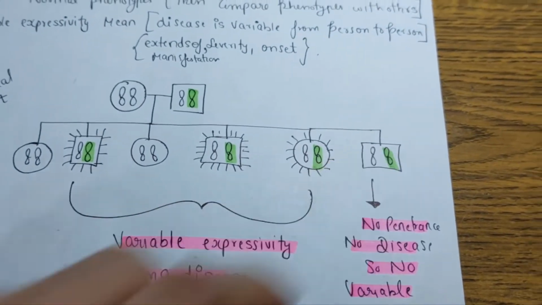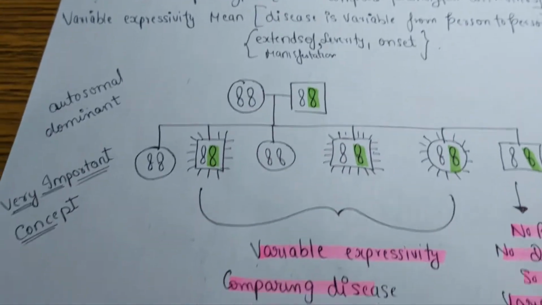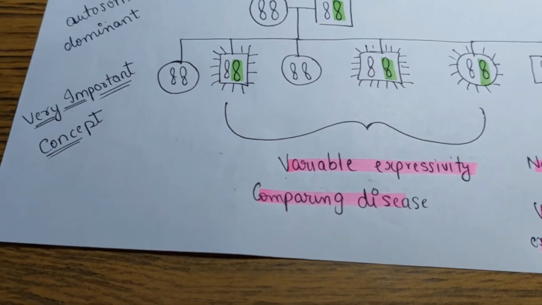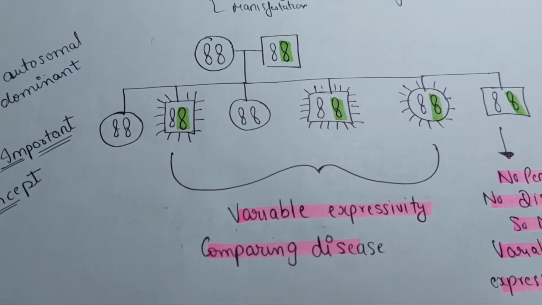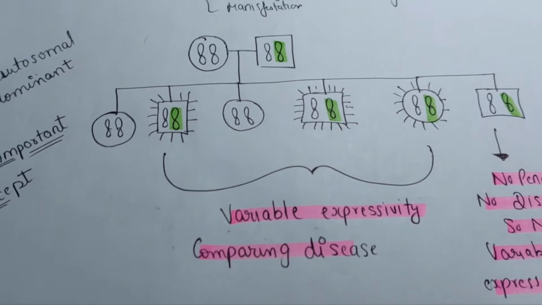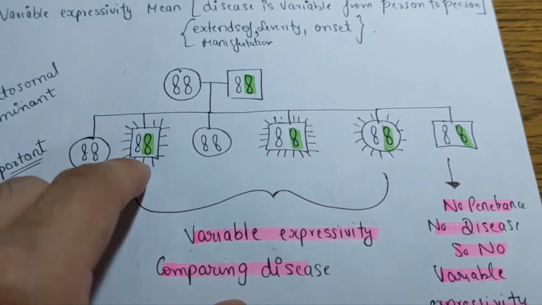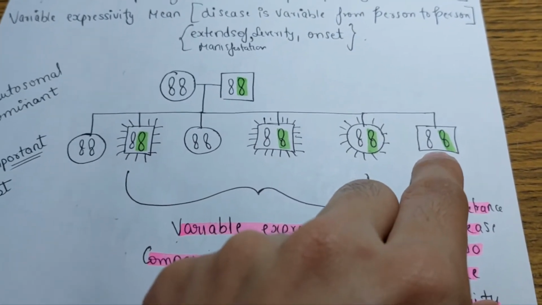Whereas variable expressivity, we remember, means that different people with autosomal dominant disease may express the disease with different severity and different manifestation and at different age of onset. For example, if we consider that this parent had Marfan syndrome and all 3 of them suffer from Marfan syndrome, whereas this person carries the gene for Marfan syndrome but does not suffer due to reduced penetrance.